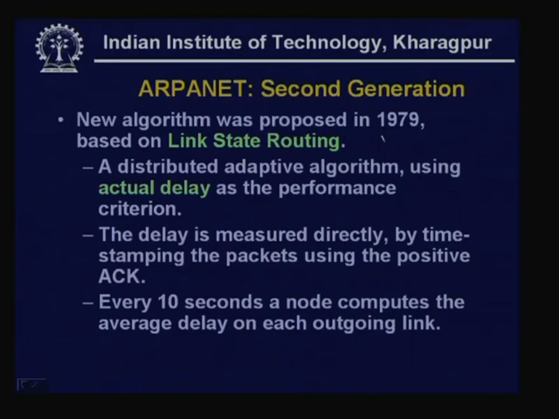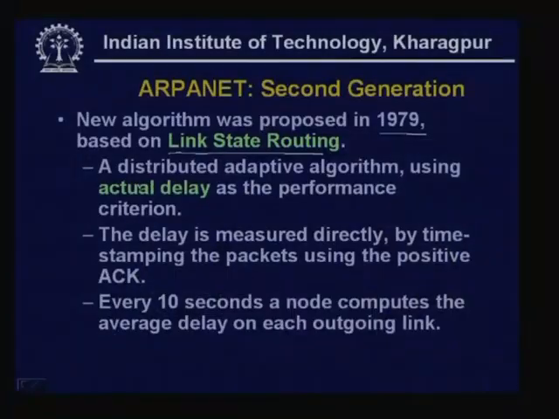The second generation algorithm was proposed in 1979. After 2 years, they shifted to link state routing. So, they modified the distance vector routing to a link state routing. Here also, as you know, the link state routing is a distributed adaptive algorithm, but it uses the actual delay as the performance criteria rather than that artificial delay based on the queue length.